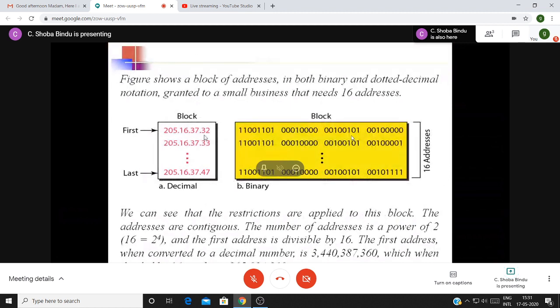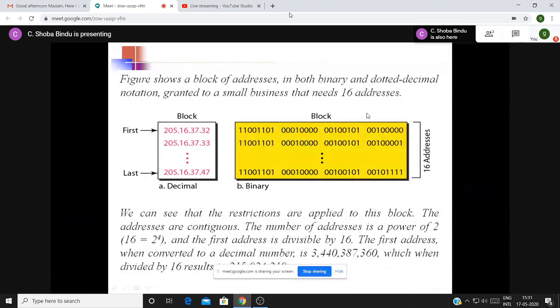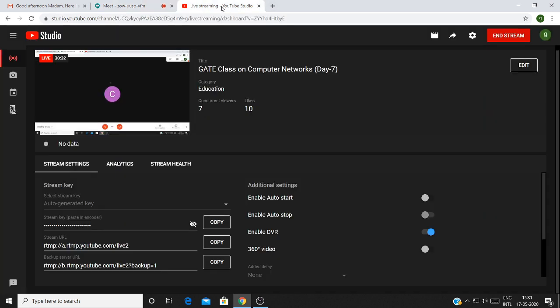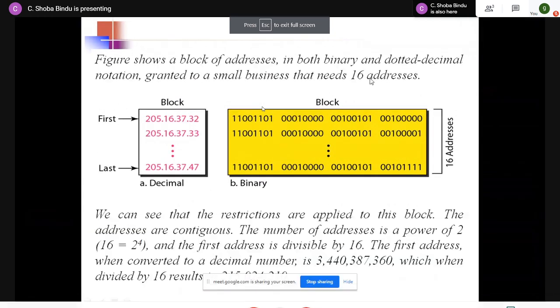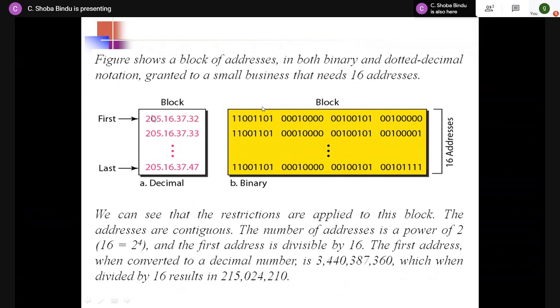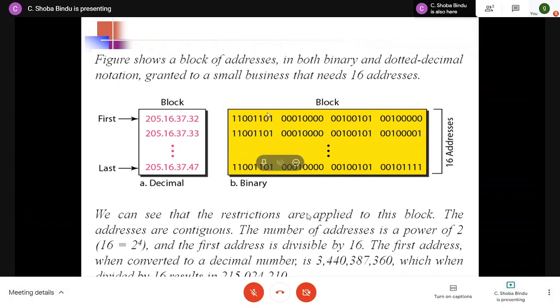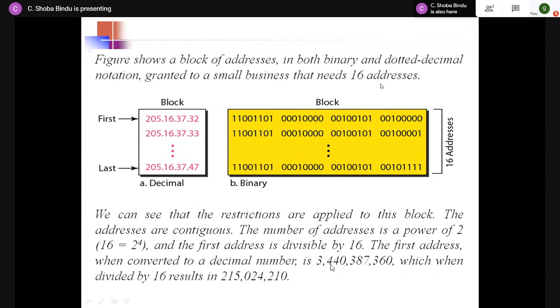So this is the size of the block that is requested, 16, with 16 addresses required. That is the size of the block. These are the contiguous addresses being allocated for this. When we look at the first address, this is its decimal equivalent. When you divide this by 16, it should be an integer multiple of 16.